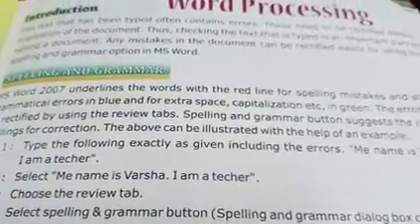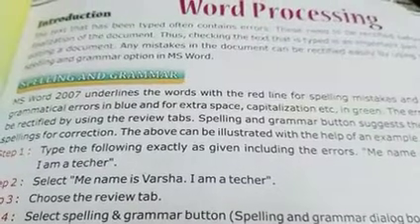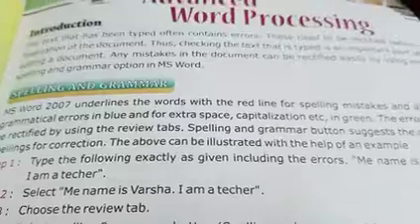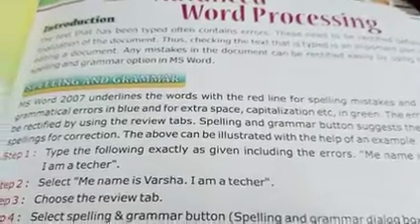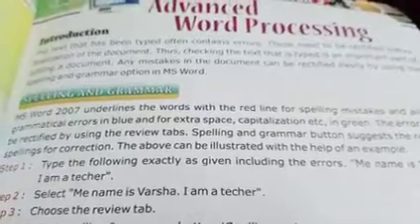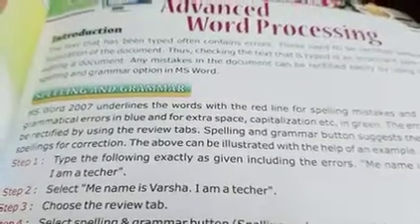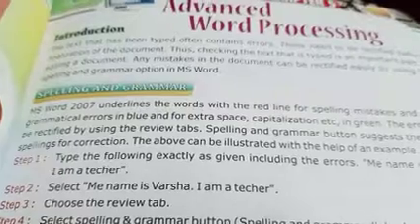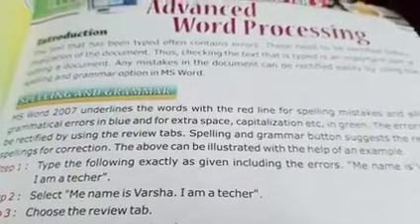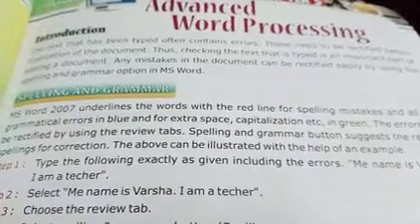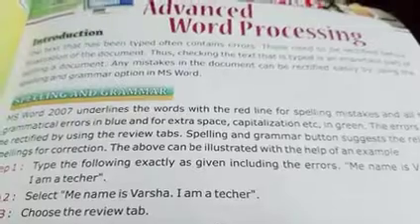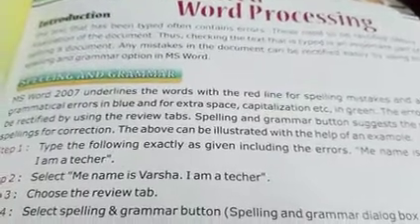Spelling and grammar. MS Word 2007 underlines the words with a red line for spelling mistakes, all the grammatical errors in blue, and extra space and capitalization in green. The errors can be rectified by using the Review tab, Spelling and Grammar button. It suggests the related spellings for correction. The above can be illustrated with the help of an example.